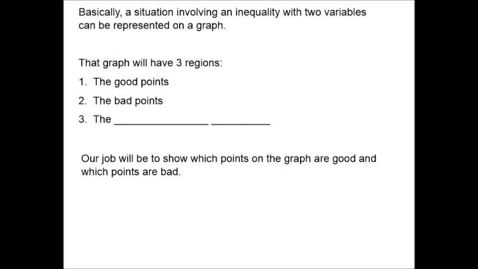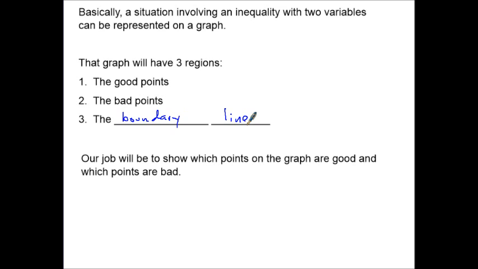Alright, so basically, a situation involving an inequality with 2 variables, again, "at least" is a phrase that implies an inequality, can be represented by a graph. And the graph's going to have 3 regions. The good points, those are all those blue ones that we just had. The bad points, all those red ones we were just talking about. And what I'm going to term the boundary line.